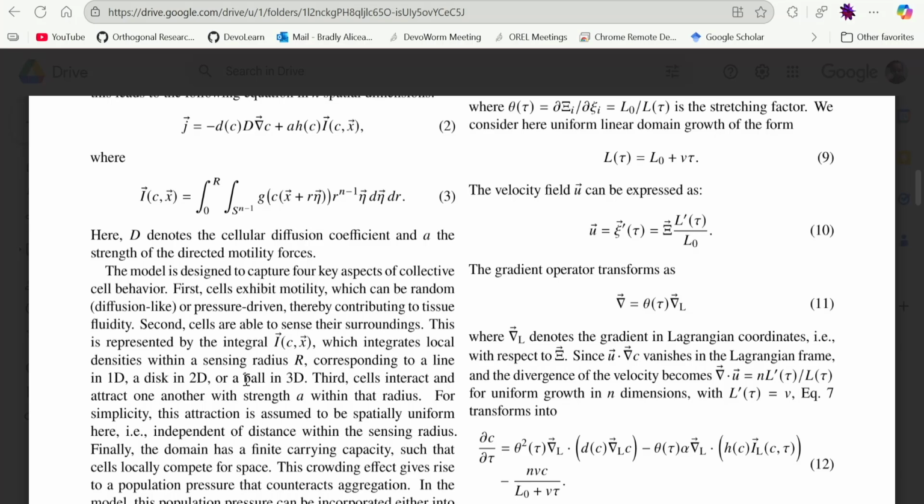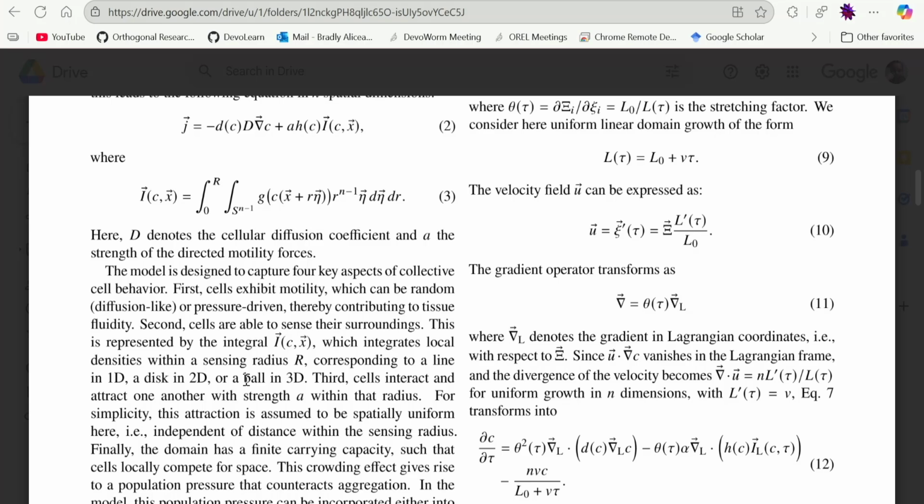So each cell has a sensing radius R. It can sense this gradient that it's looking for, and it senses the greater concentration of something and moves towards that. And remember, all the cells are doing this simultaneously.